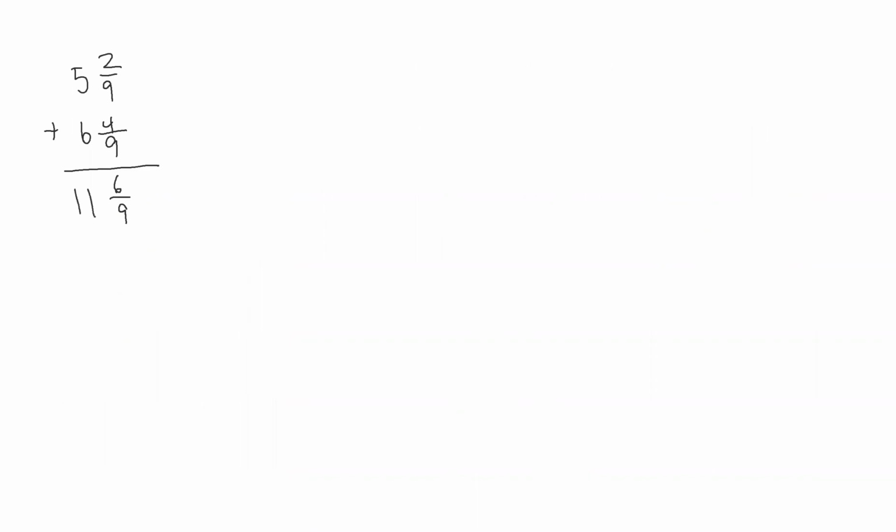And then there are two things you have to check. You need to look at this fraction 6/9. Ask yourself, is it proper? Because with a mixed number, it's a whole number plus a proper fraction. So make sure it's a proper fraction and make sure it's reduced. It's definitely a proper fraction. The numerator is less than the denominator.